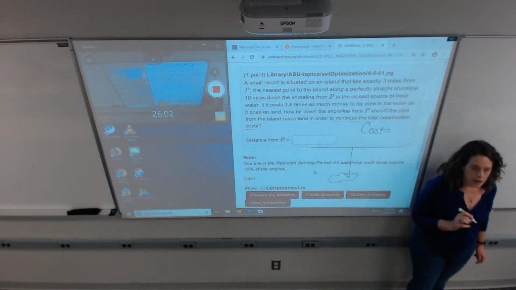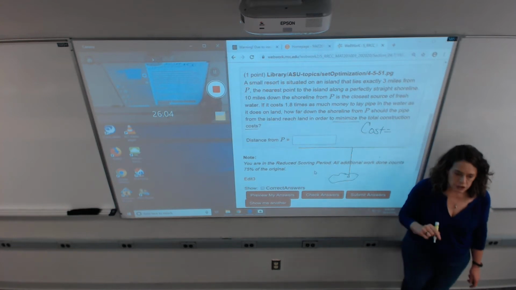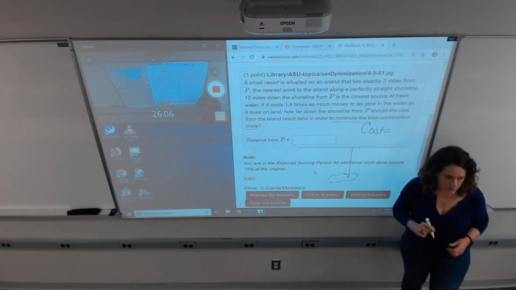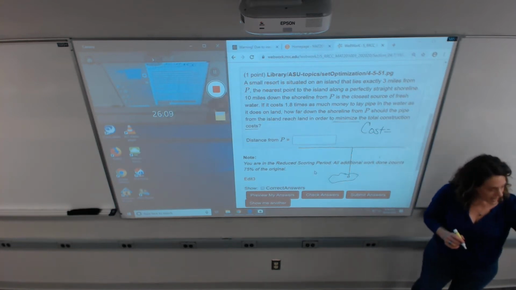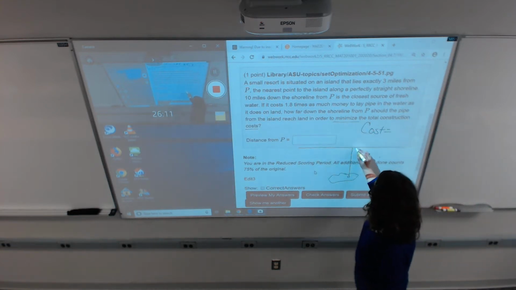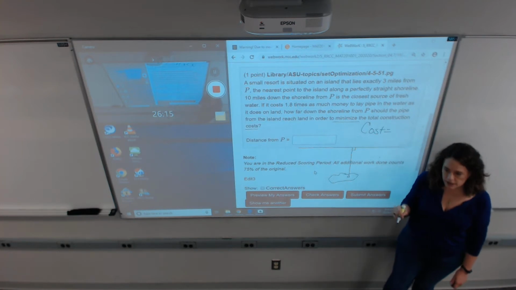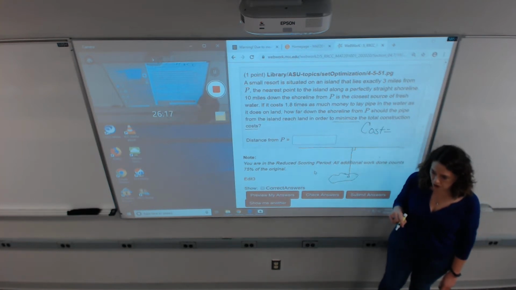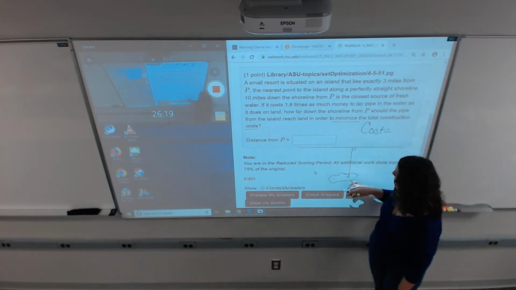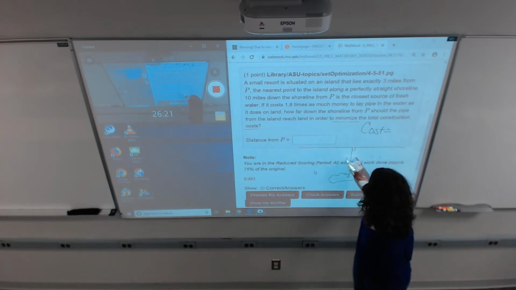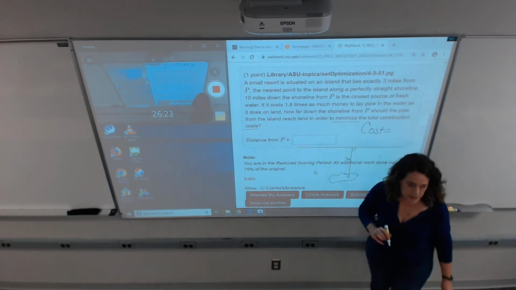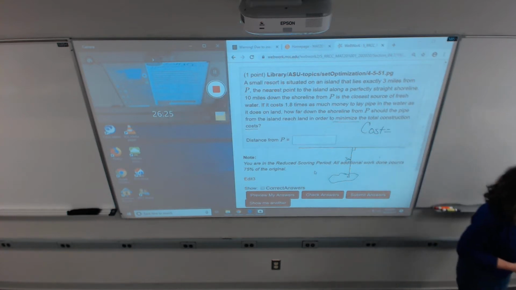What do you know about a line that goes straight to a perfectly straight line? It has to be a 90-degree angle. That's what you get from geometry. If it's at any angle other than 90 degrees, there's a shorter line you can draw, okay? So from here to here, this is 3 miles, and it has to be at a 90 degree. The 90 degree is important.